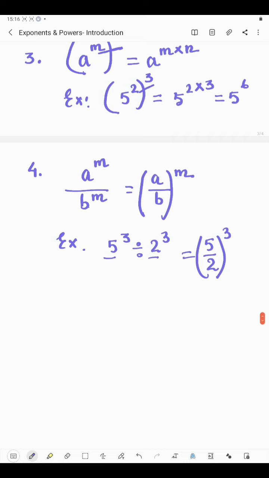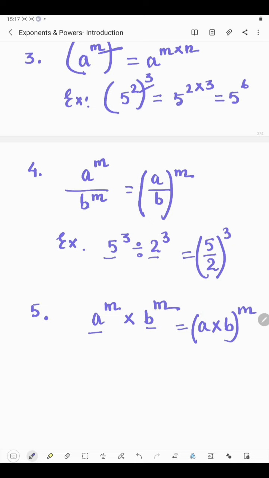Now law number 5 is a to the power m multiplied by b to the power m. So when we have two different bases and the power is the same, then we just multiply the bases. So a into b is ab, but the power is the same, so we can write it as power m.